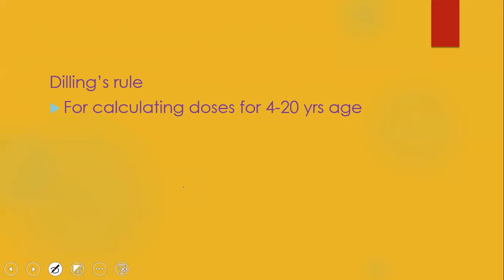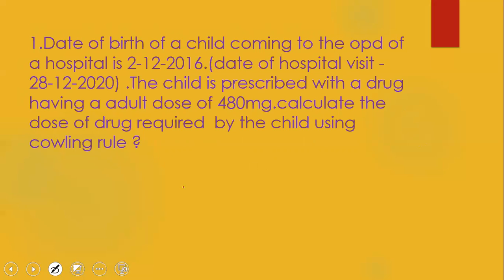Next is Dilling's rule for calculating dose for 4 to 20 years of age. Dose for child is equal to adult dose into age in years divided by 20. So these formulas are for calculating dose for a child when adult dose is given, based on age of the child. So let us see some examples.